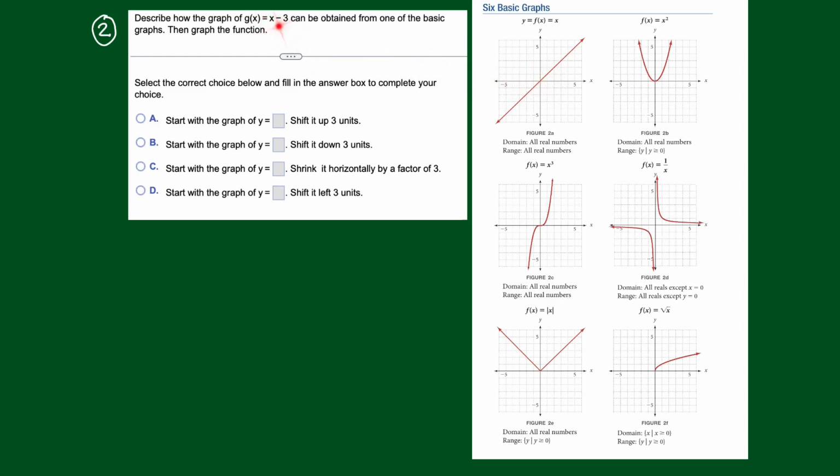Now, the minus 3 is outside, right? I don't have parentheses. So I'm going to drop this down. I'm going to take this one here and translate it down 3 units. So it's going to be this graph here, translated down 3 units. So what have we got here? The first one says we're going to go up 3. That's not right. This looks like it. We're going to take the graph of y equals x and shift it down 3 units.